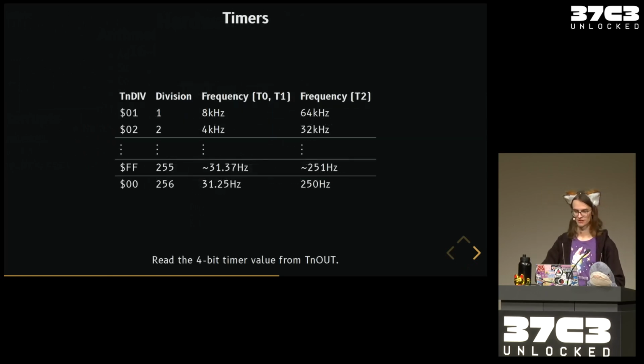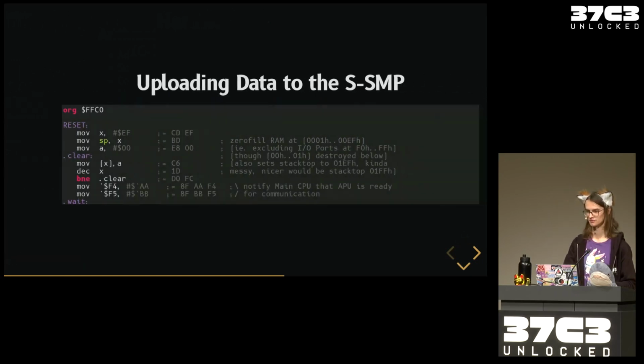So the timers, they run at different frequencies. There's 3 of them. T0 and T1 run at 8 kilohertz. T2 runs at 64 kilohertz. And their respective division register controls what frequency it's divided down to. And a division value of 0 actually means divide by 256, which allows you to go down to 31.25 hertz. And the timers don't cause any interrupts. They instead count up as 4-bit counters, and you can read the value out from TN out. That's the only way to access their value.